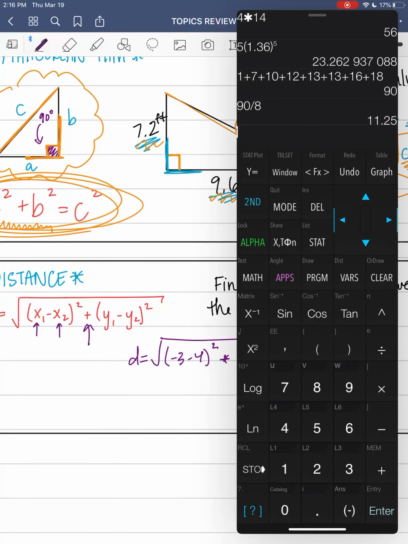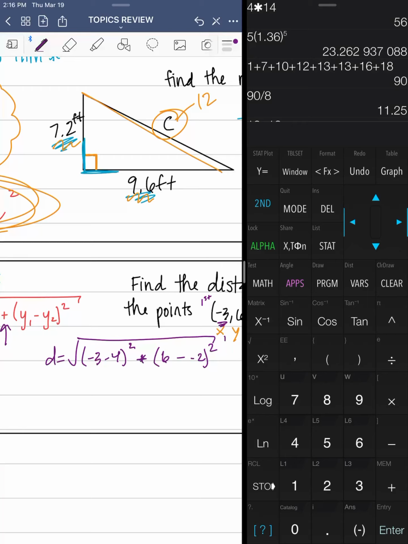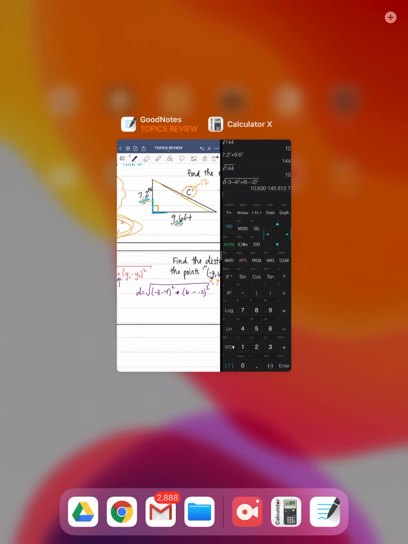Okay. So we have to do square root. Square root is over here. Careful, open up parentheses, be careful with the negatives and the minuses. So -3 minus 4, squared, plus 6 minus -2, squared. And that's all in the square root. If I enter, I get 10.63. So our final answer is just 10.63. It's not very satisfying, but it's 10.63.